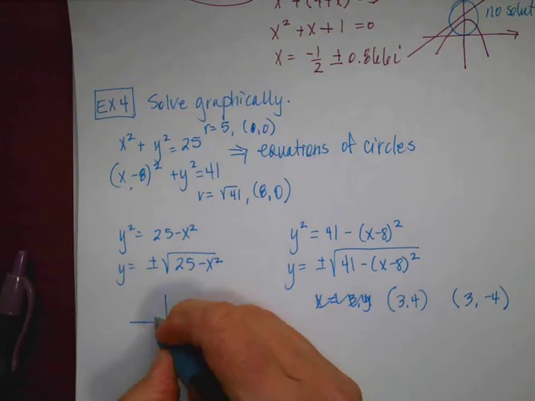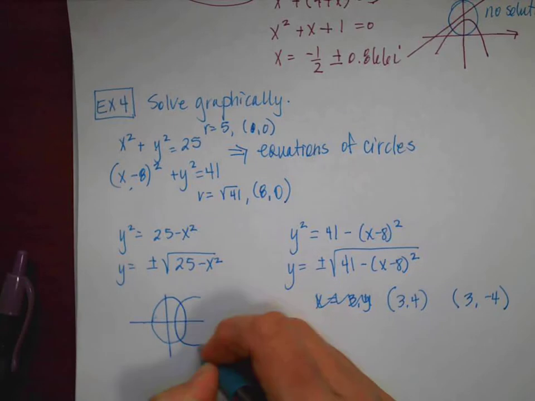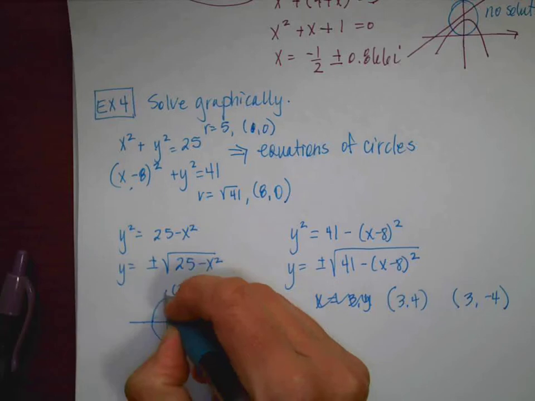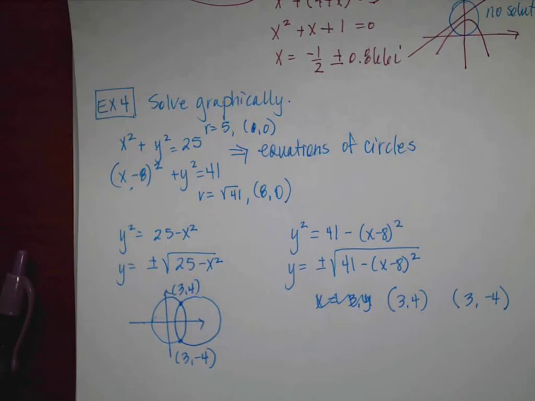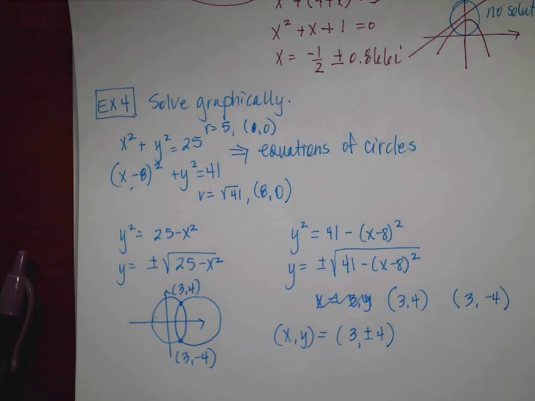And then again, my responsibility is to show the two circles. So here was the first circle centered at the origin. Here was the second circle. That point of intersection is (3, 4), and this point of intersection was (3, negative 4). So there are my two solutions. And then if I were reporting correctly, I would say (x, y) is equal to (3, plus or minus 4) and just write it as one equation.